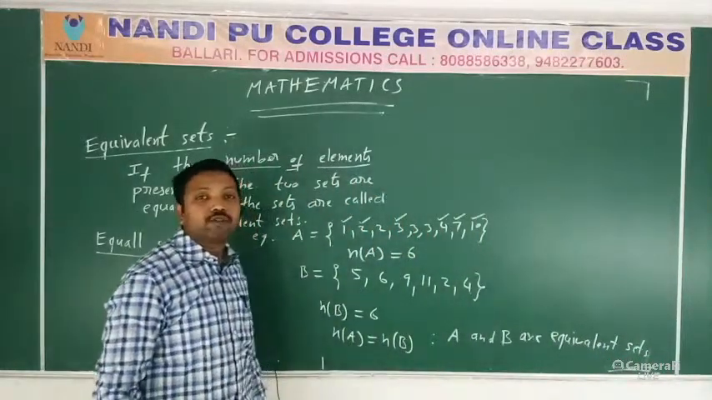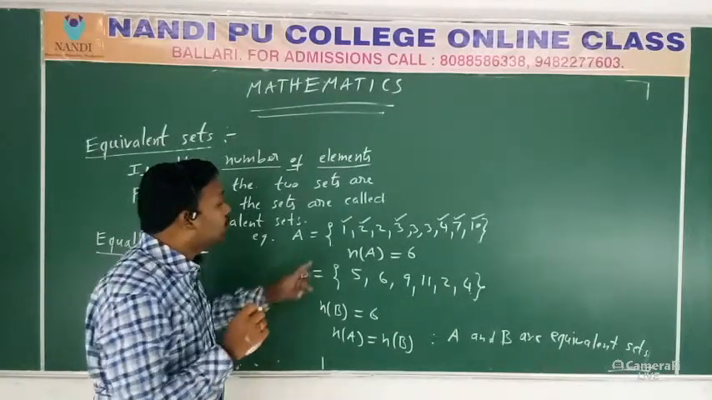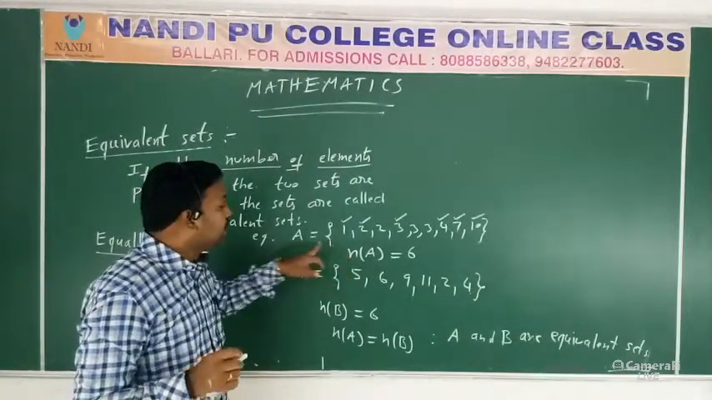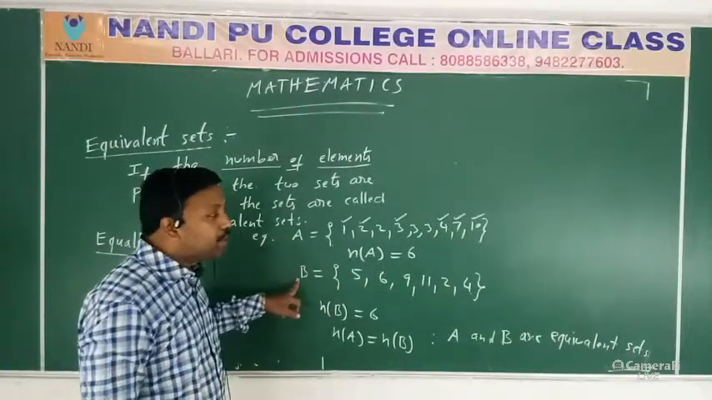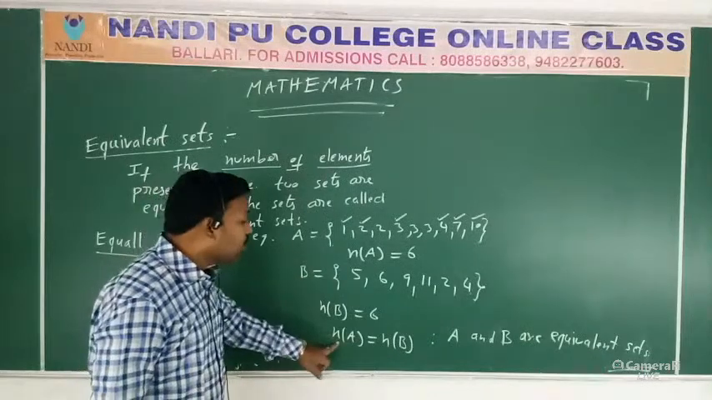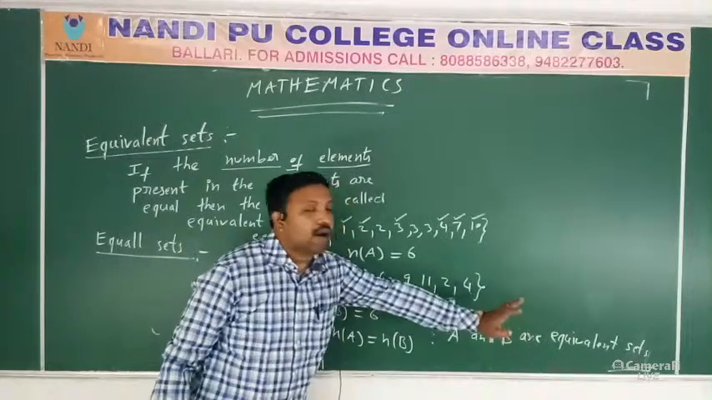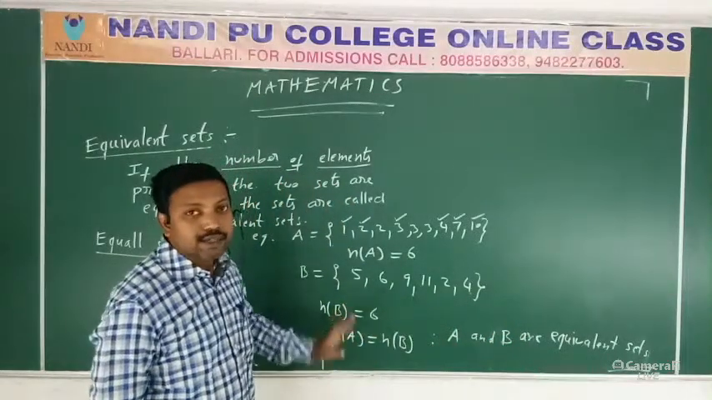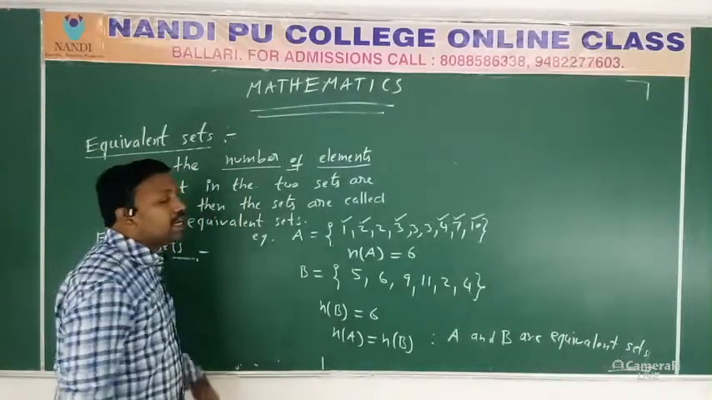What is the meaning of an equivalent set? The number of elements present in the first set and in the second set must be equal. n of A equals n of B. Then A and B are called equivalent sets. Okay, clear? Now, next we will go for equal sets.